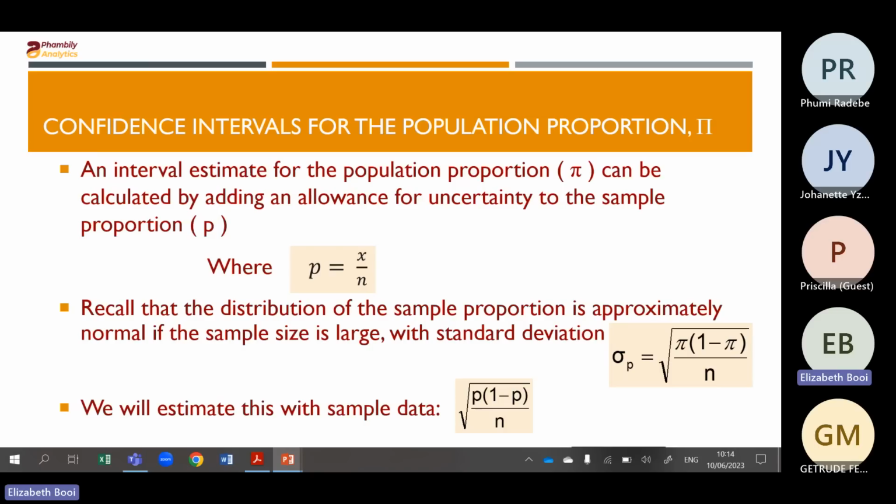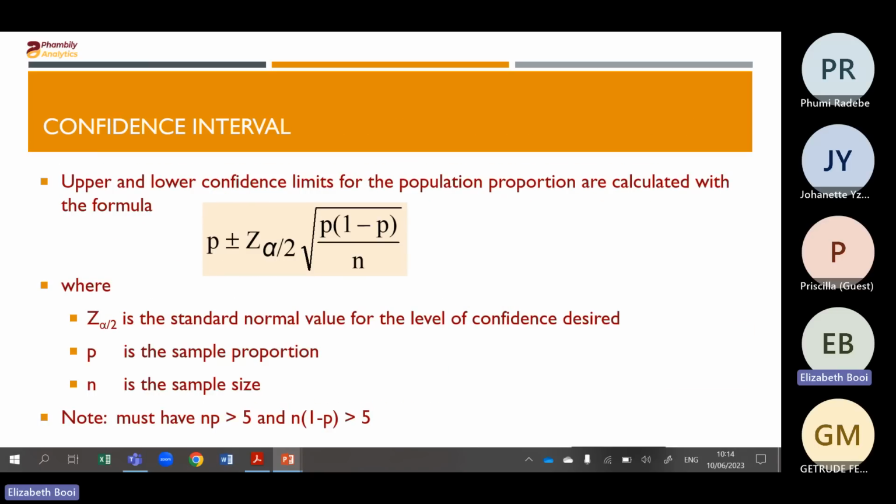So with the confidence interval, the formula will use the sample proportion because we don't know the value of our population proportion. That is what we want to estimate, where does it fall between the lower limit and the upper limit. So we use this formula: your sample proportion plus or minus your critical value times the standard error.